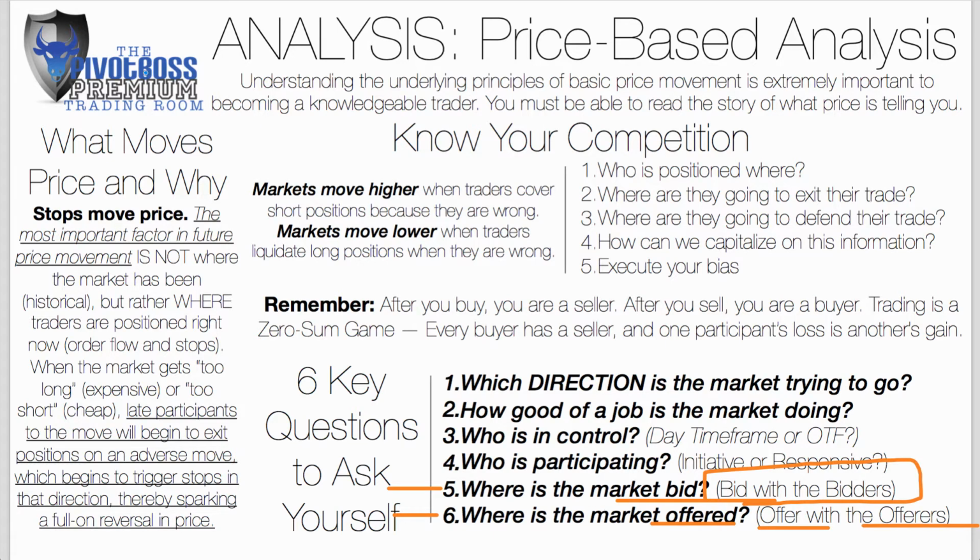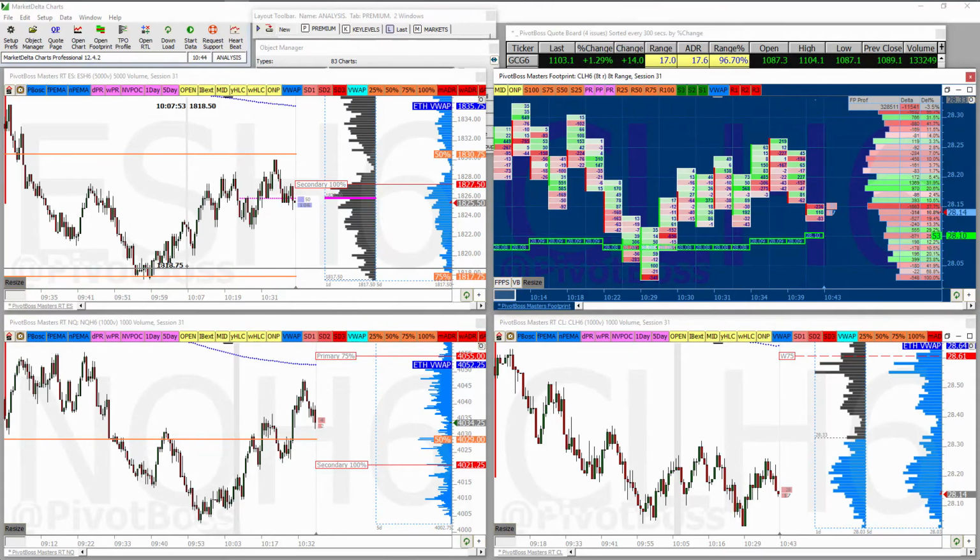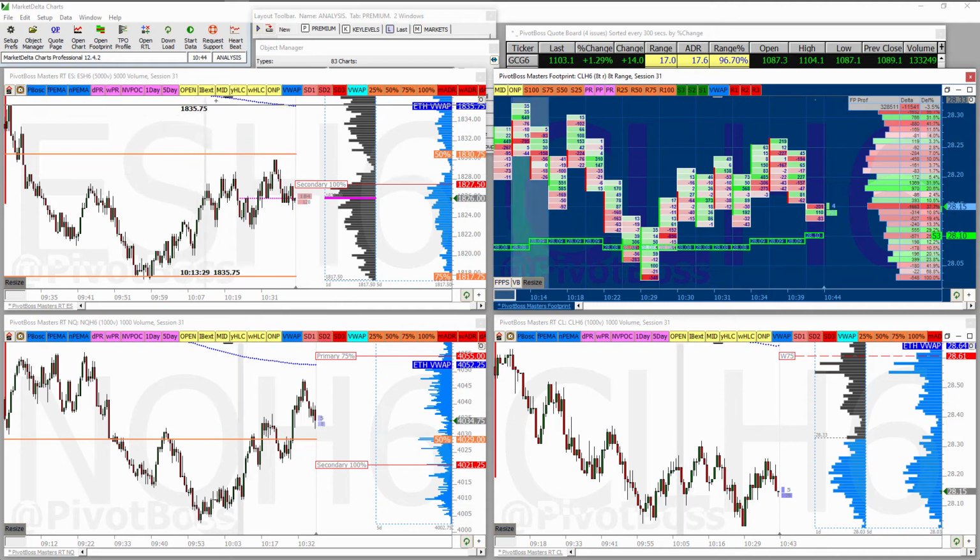That's all it is. Align yourself with the right side of the market based on who's controlling the market, who's participating, where they are defending their trade, and where they are wrong in their trade. Look at all those ideas and ask yourself what could happen. When we were looking at the ES earlier, let's jump into some charts now.